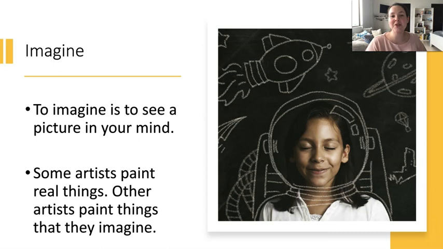Our first vocabulary word is imagine. To imagine something means to see a picture in your mind. An example sentence is, some artists paint real things. Other artists paint things that they imagine.